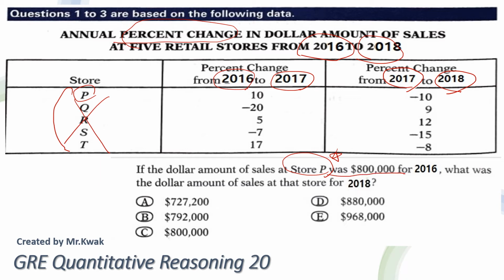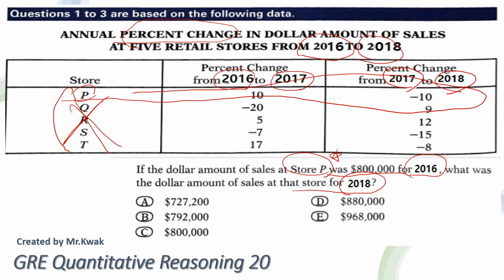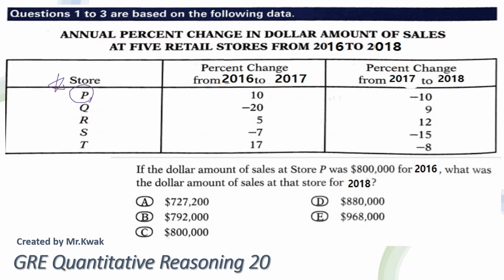If the dollar amount of sales at store P was $800,000 for 2016, what was the dollar amount of sales at that store for 2018? So first of all, remove those parts, and then we can just think about the first row. But we have to consider both columns because they are asking about the amount from 2016 to 2018. About store P also, we should consider that the table shows percent. So this one is not just the number 10. They're showing 10%, plus 10%, and minus 10%.